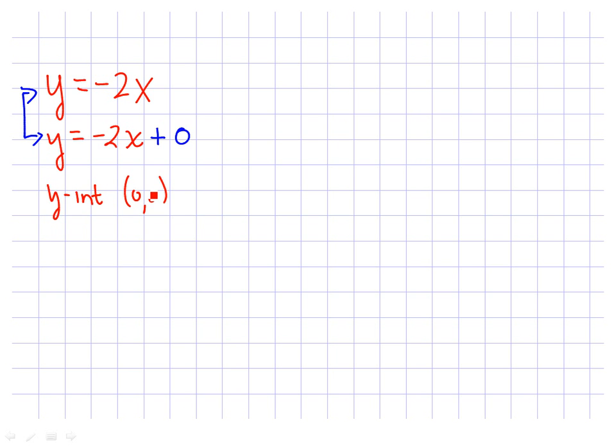Okay, and then the slope is -2, but since we need a rise over run, we want to make this a fraction. Just divide -2 by +1.